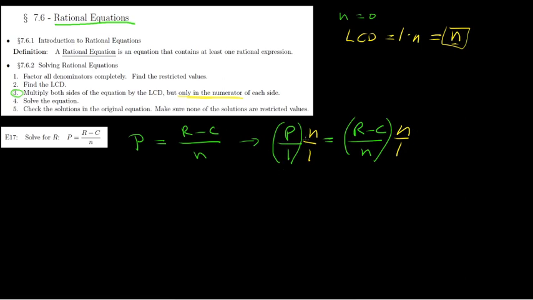Okay, so what are we left with? On the left side, we have p times n over 1. And on the right, we have r minus c in parentheses. Don't forget the parentheses, right? times n divided by n times 1, which is n. Well, that's good news, because n divided by n is 1. We can cancel the common factor of n here. All right. So what are we left with now? We have p times n on the left and r minus c on the right.